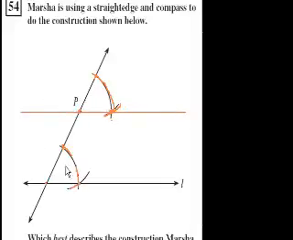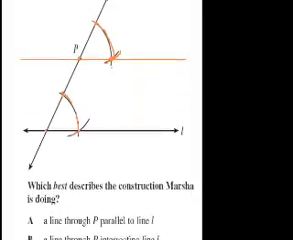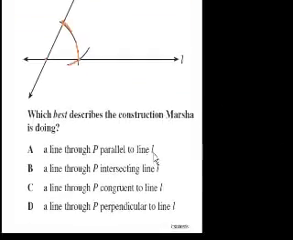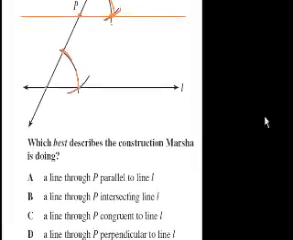And the reason why she would have parallel lines is because these would be corresponding angles and they would be congruent. And so if you have a transversal, the corresponding angles are congruent, you're dealing with parallel lines. So my read of this question is that she's probably trying to draw a line through P parallel to line L. Yeah, that's what I think she's trying to do. All right, choice A.